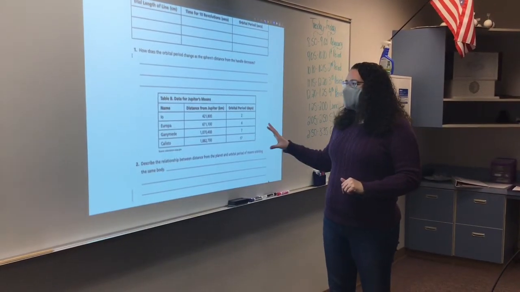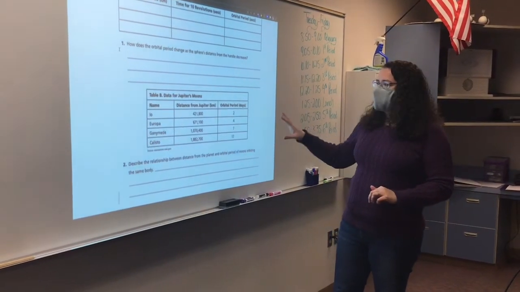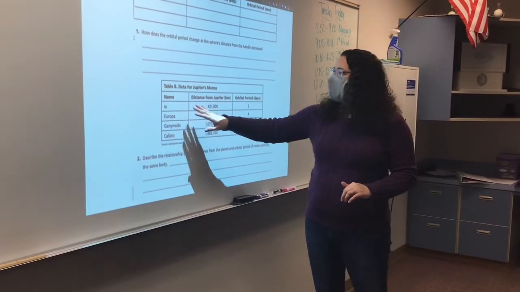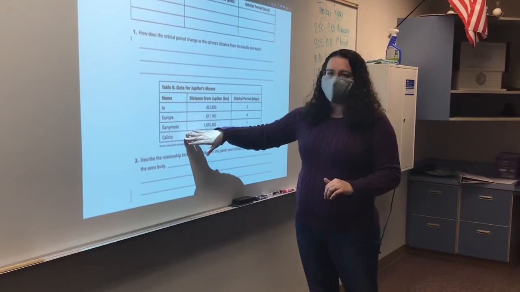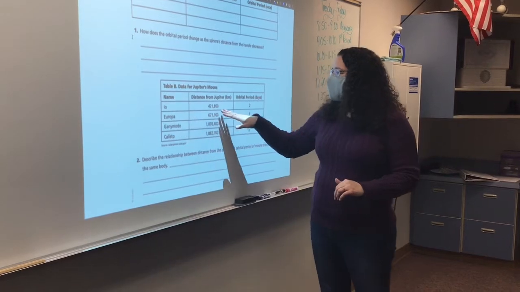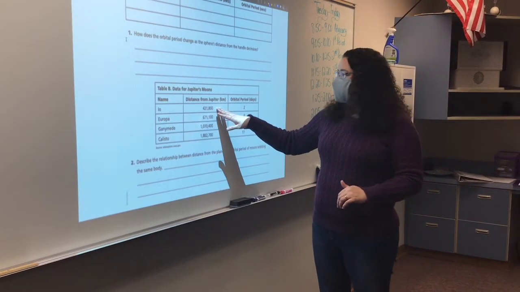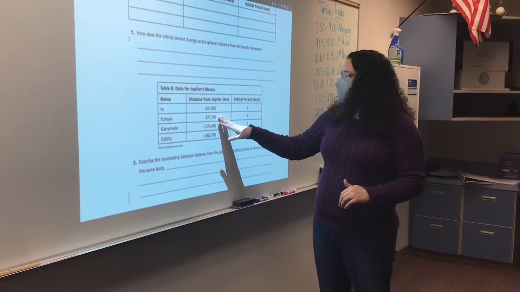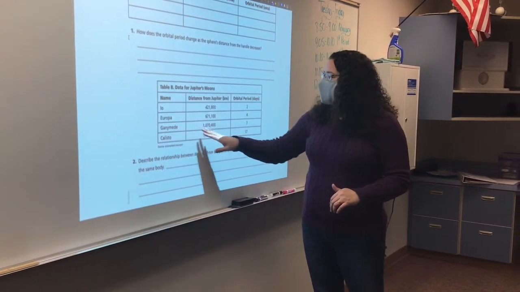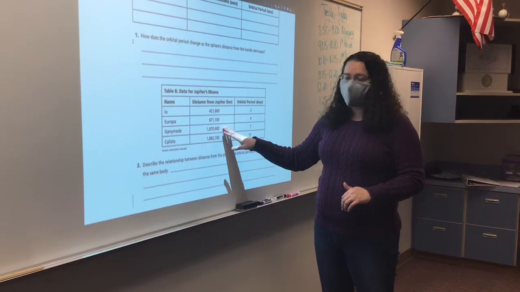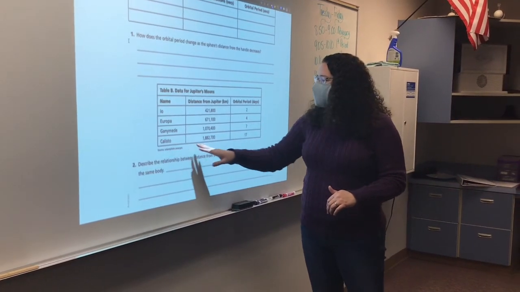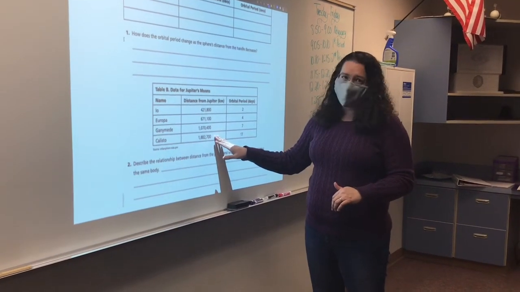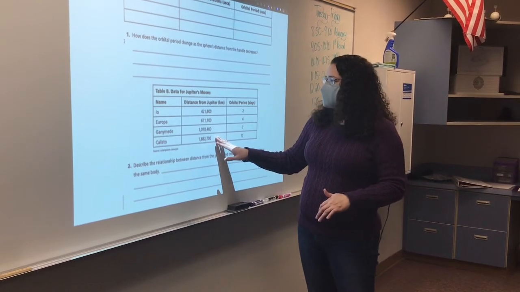All right, so now we're going to take a look at actual data for Jupiter's 4 Galilean moons. These are in order from distance out from Jupiter. So Io is just over 400,000 kilometers from Jupiter. Europa is almost 700,000 kilometers from Jupiter. Ganymede is just over 1 million kilometers from Jupiter. And Callisto is just over 1.8 million kilometers from Jupiter.